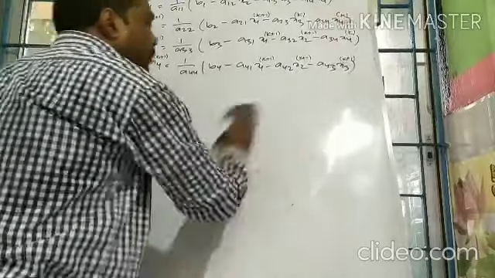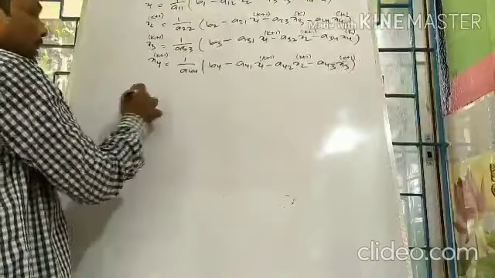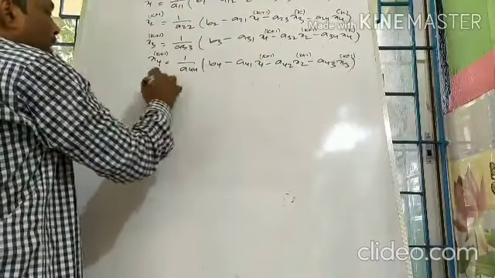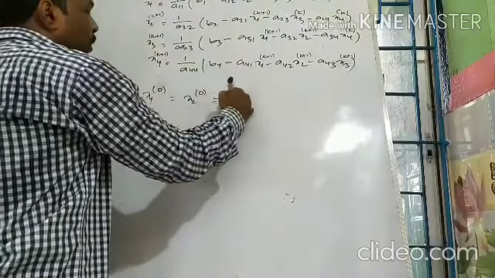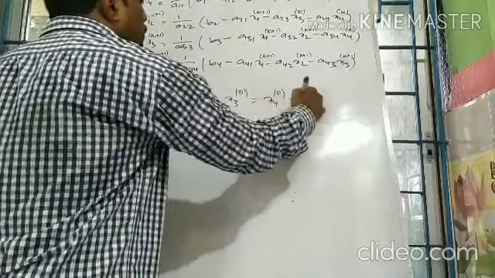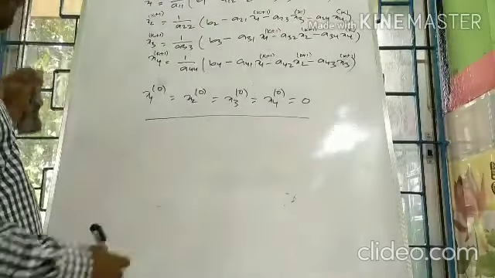And the initial approximation of the variables x1, x2 and so on: we can take x1(0) = x2(0) = x3(0) = x4(0) = 0. You can take the initial approximation of these variables as 0.